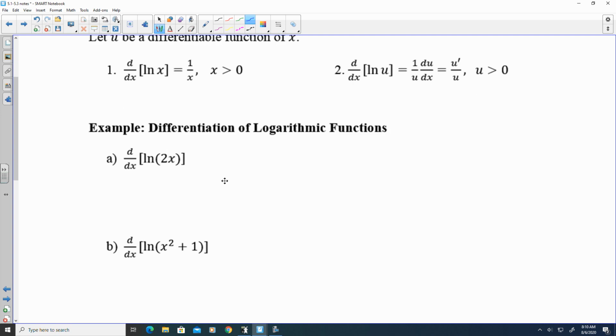So I have to identify my inside. Obviously, it's whatever is in the parentheses. So here the derivative of the inside is 2, and then we do that over the inside, and simplify if we can.